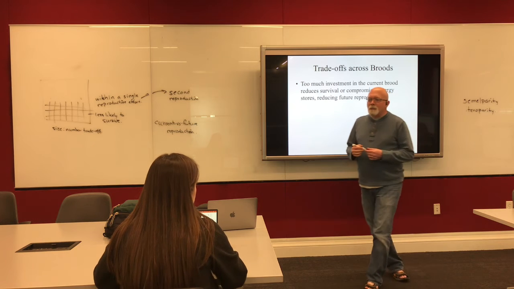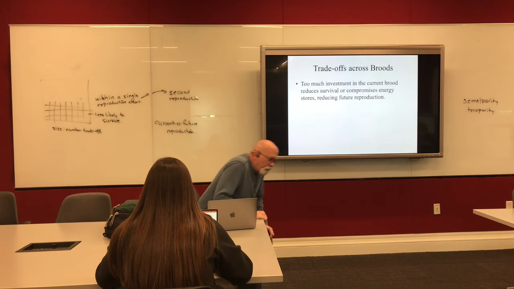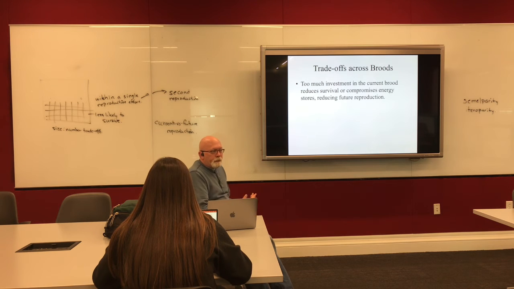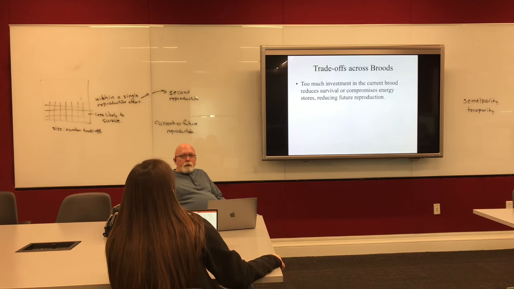Semelparous are those organisms that live to the end of their lifespan. At the end of their lifespan, they reproduce once and then they die. Iteroparous organisms are organisms that reproduce season after season, or year after year. So you'll have multiple reproductive bouts during your life.